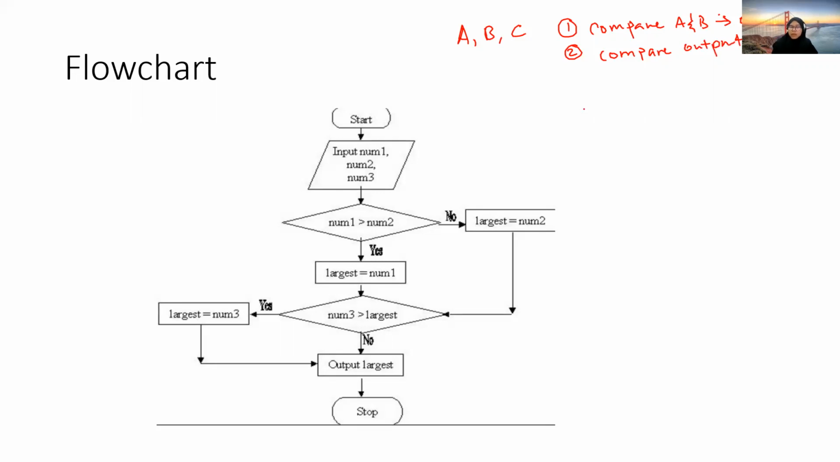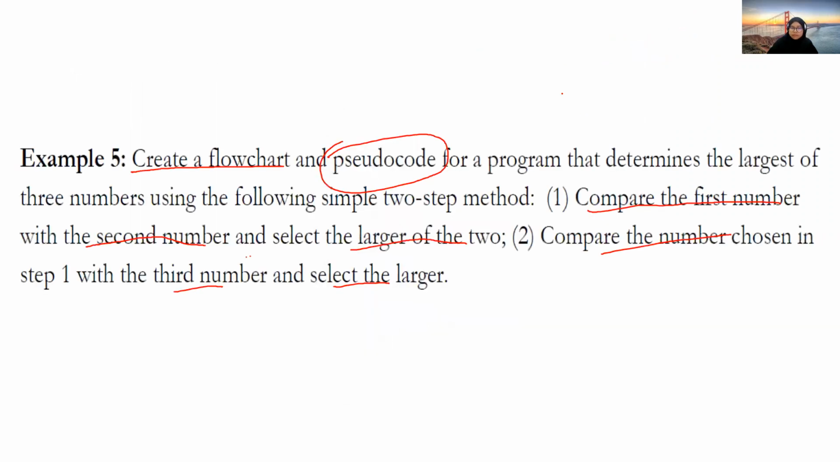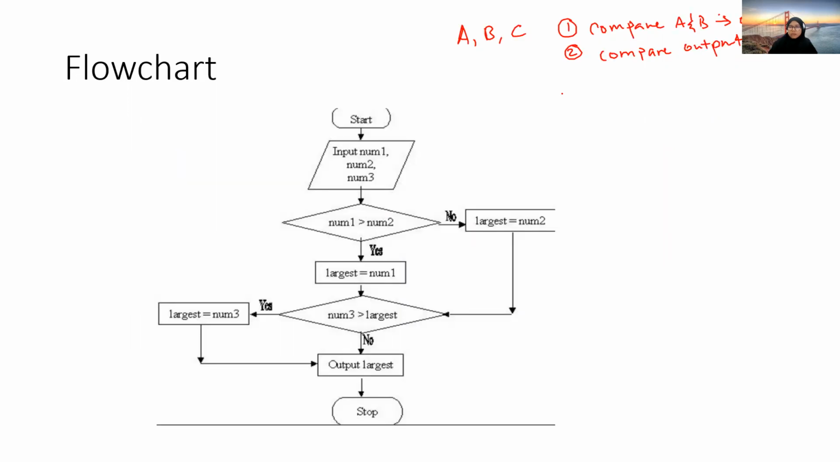Okay. The thing is, it's not specified. It doesn't specify whether these three numbers are initialized using what method. It doesn't say from the user key in or anything else. So this is just an assumption that the user is going to key in the values. So this is the input.